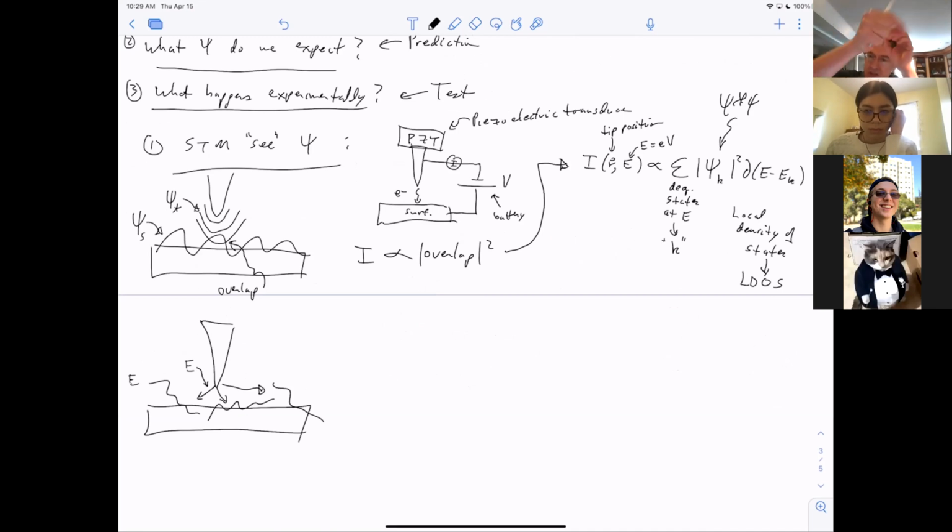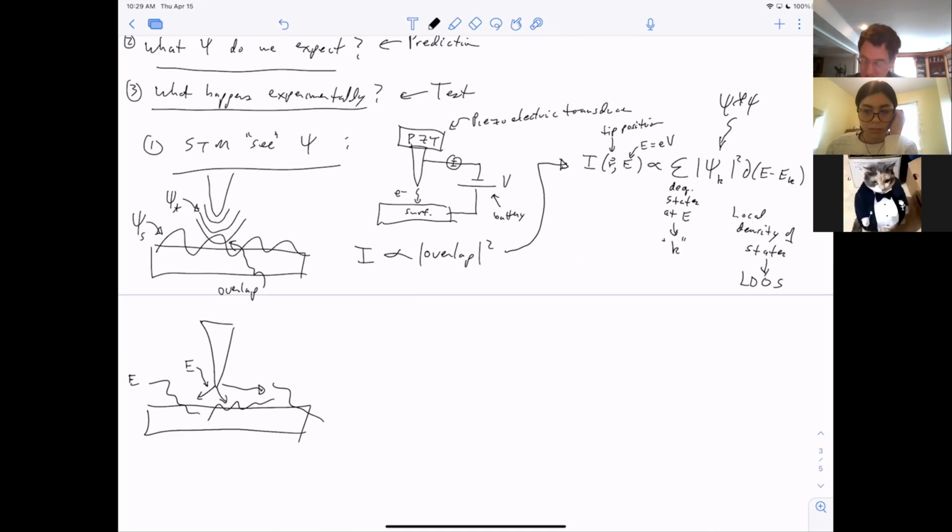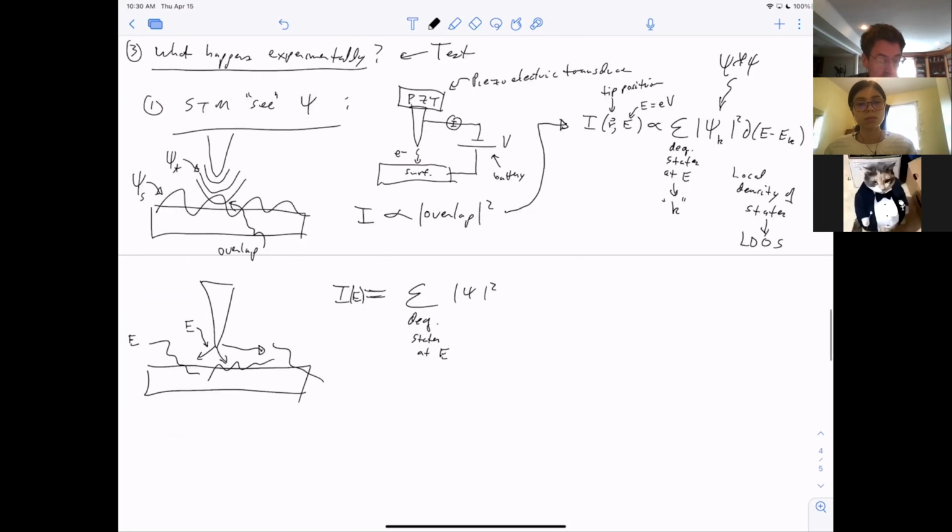So my tip can shoot electrons into all of those states. And what's the probability of that occurring? Well, it's just going to be psi star psi, right? I think it's a logical thing. I just add up all the degenerate states. So I is equal to the sum of psi star psi of all the degenerate states at E. And E is the energy you're probing, set by the battery. Okay, so that's how the STM works.